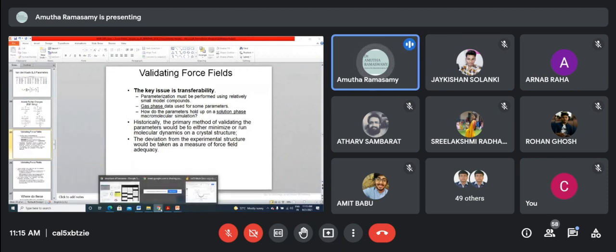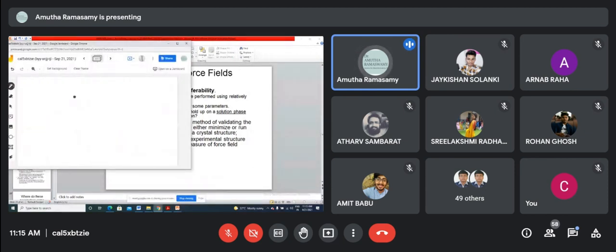So the first point is we have to define the force field. Then you have to transfer the force field to the particular system. Once you transfer it, then you have to optimize. That is, you have to find out the solution of the proper geometry of the structure. That we say is optimization.